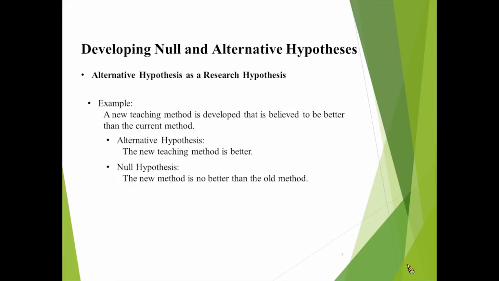Okay, so for the next example, we can see the alternative hypothesis, a research hypothesis. Example: a new teaching method is developed that is believed to be better than the current method. The alternative hypothesis: the new teaching method is better. And the null hypothesis: the new method is no better than the old method. So this is the opposite.